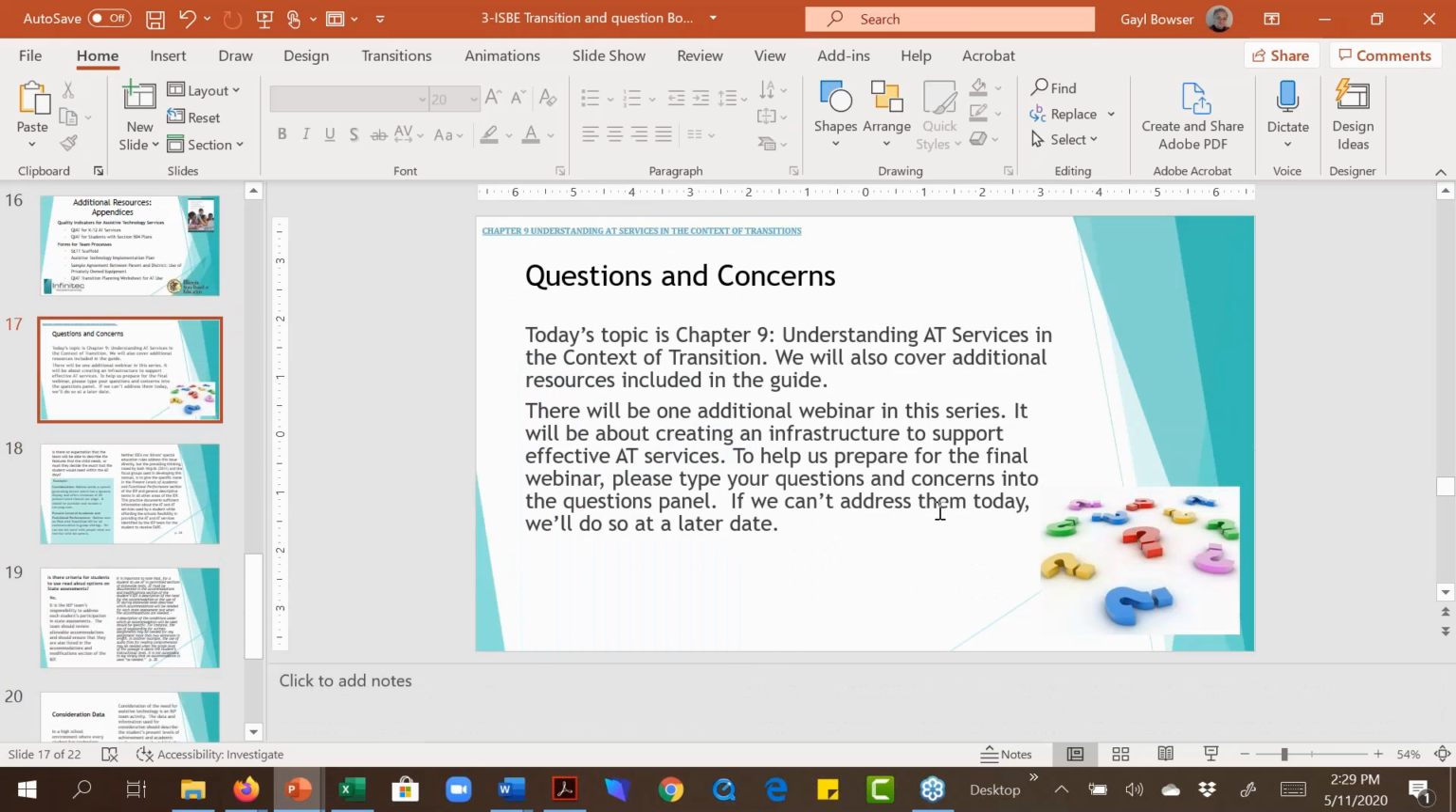The first is in reference to some of the supports that you just shared, Gail. Is there documentation in the manual that supports school teams who identify a need for AT, but the parents refuse?